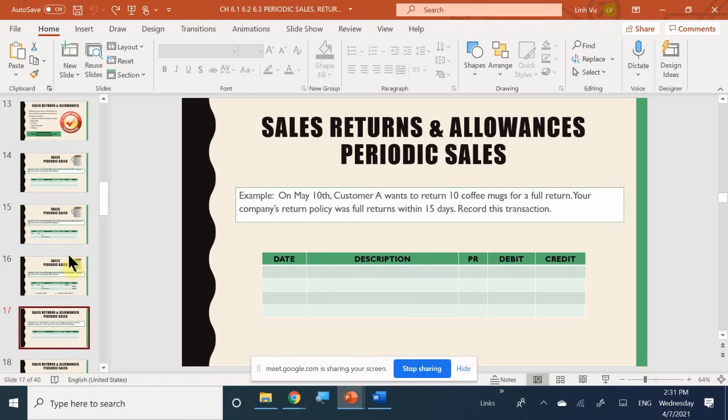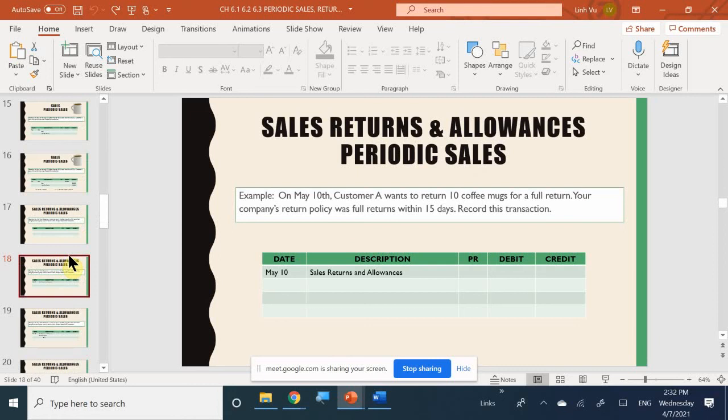Okay. So then what if the customer decides to come back and they say, hey, I want to return 10 of these cups because I don't like them. Or I don't want them anymore. Okay? So the company policy, again, you granted them full refund within 15 days. So how are we going to do it? Well, first you got to recognize how many items are they returning?